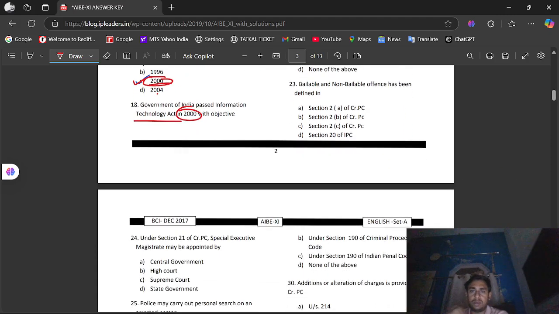Question number 23. Bailable and non-bailable offense has been defined in option A, section 2A of CRPC, option B, section 2B of CRPC, option C, 2C of CRPC, option D, section 20 of IPC. Its right option is option A, which is section 2A of CRPC. So, the bailable and non-bailable offense has been defined in section 2A of CRPC.